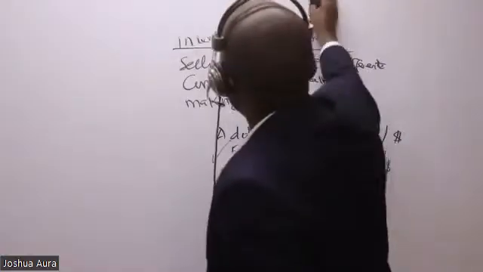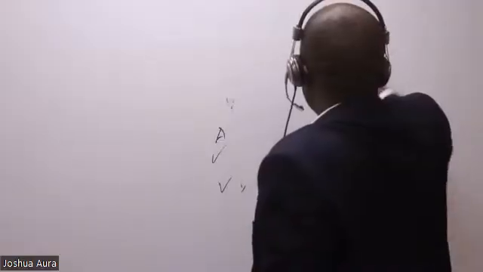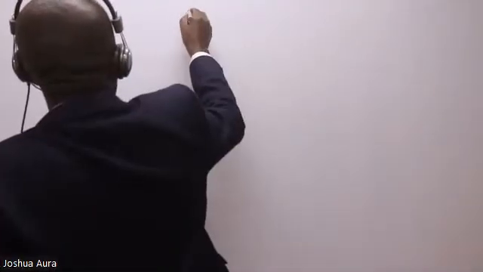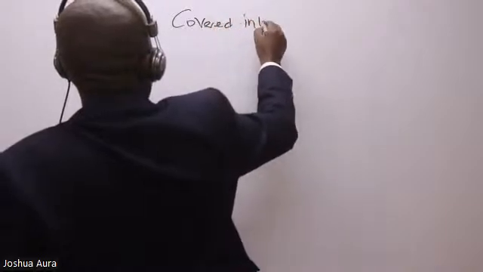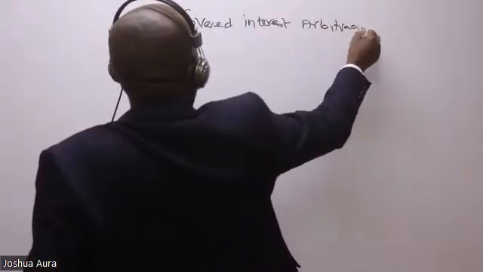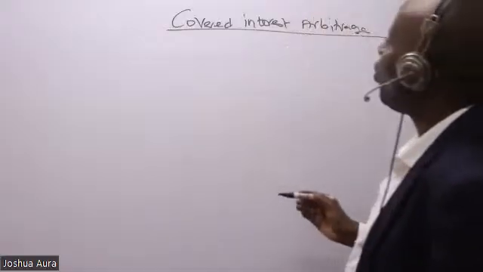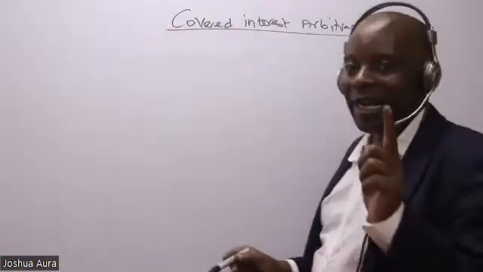Now, ladies and gentlemen, remember, we have three types of arbitrage profits here. We have what we call, which is the easiest, the covered interest arbitrage. So under covered interest arbitrage, remember here, we have something to do with currency.